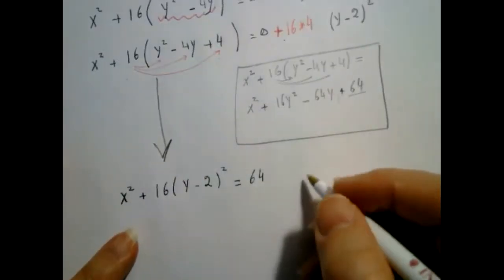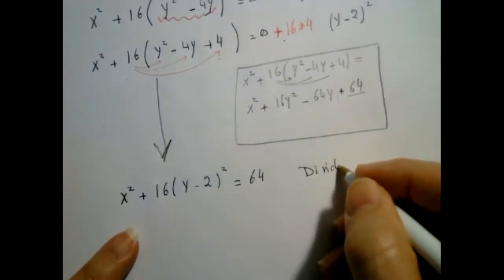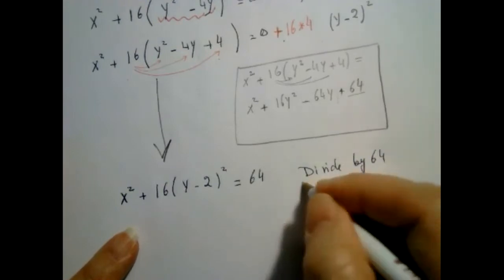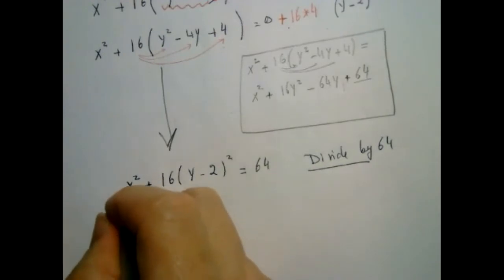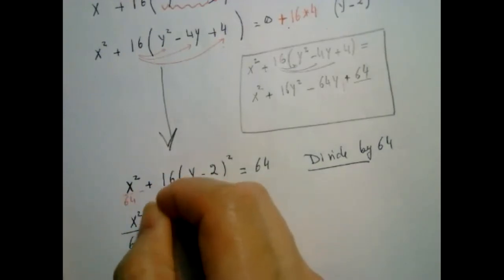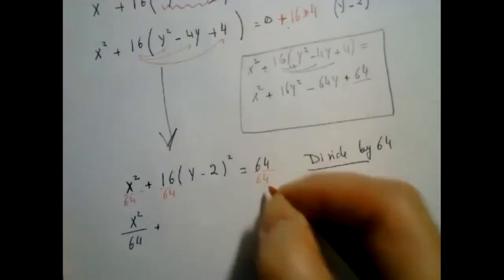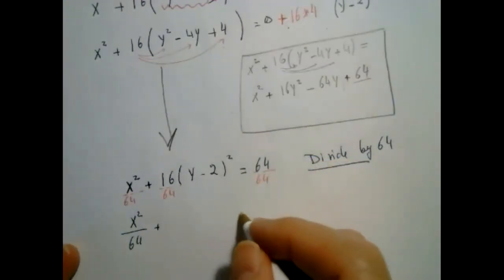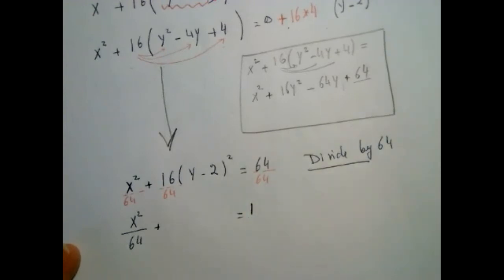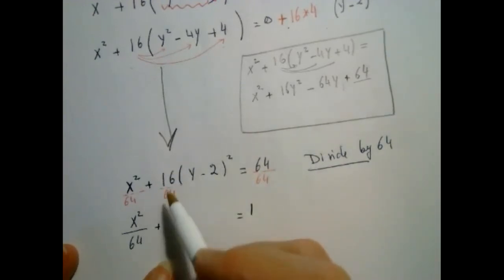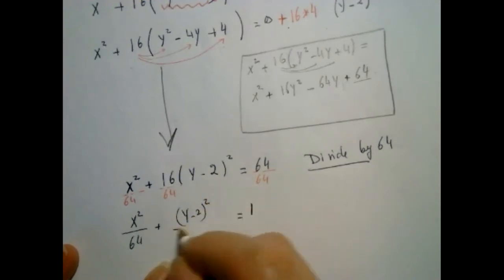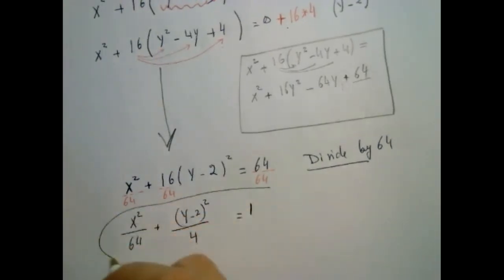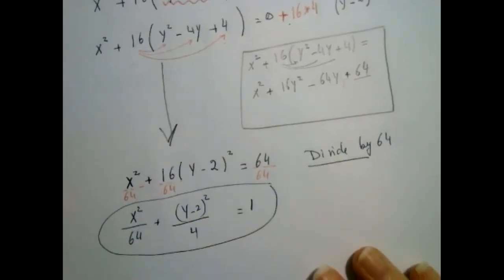Okay, now finally we divide by 64 because we want an honest to goodness ellipse, and that will give me x squared over 64. Every term has to be divided. Plus, so I'm dividing each one by 64. This one by 64, and this one by 64. Everything has to be divided. This gives me a 1 in here. 16 over 64, now 64 is 4 times 16, so it's going to give me 1, minus y minus 2 squared over 4. And this is the standard form of the ellipse that I am actually after.